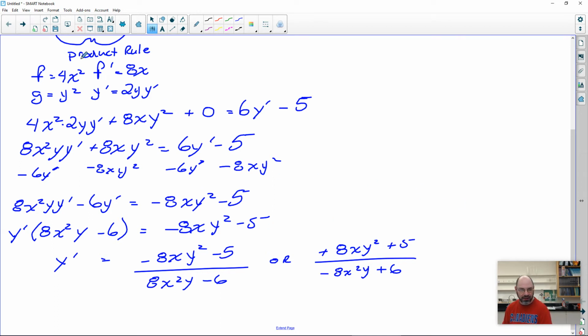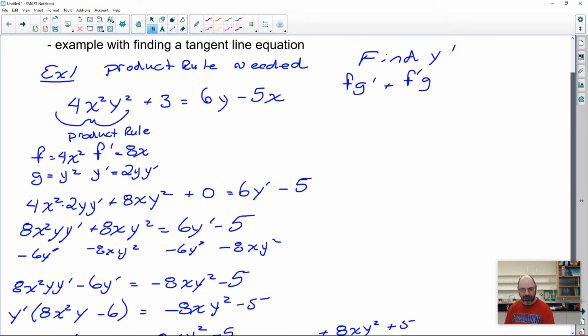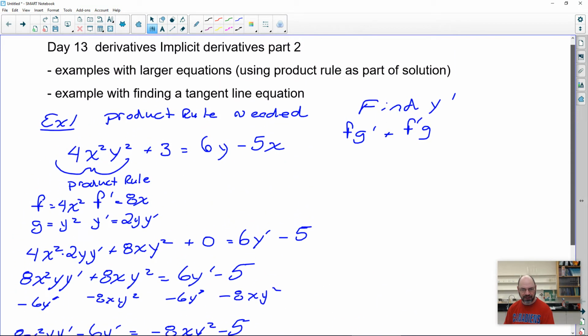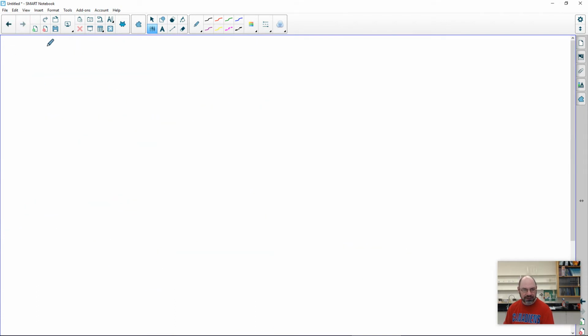So let's do that on the next page. We're only going to do 3 basic examples today. They'll take us a little while. So let's do our second example on the next page. So in this example, we're going to have an equation with a negative sign around the product rule.